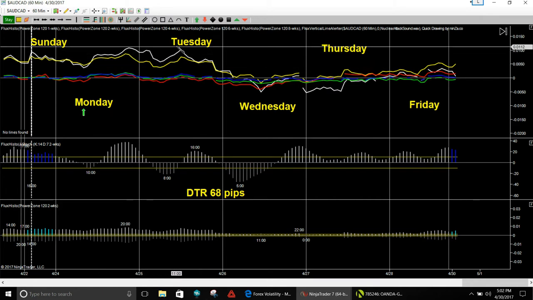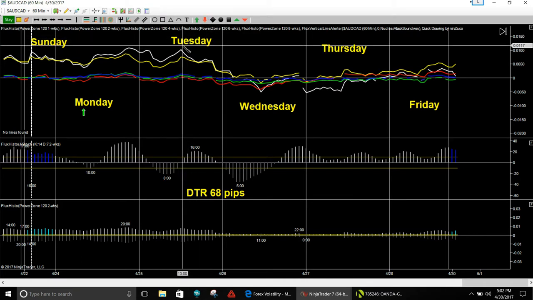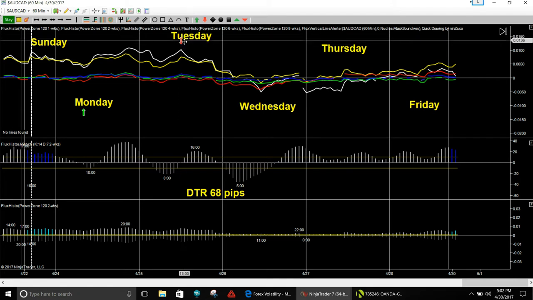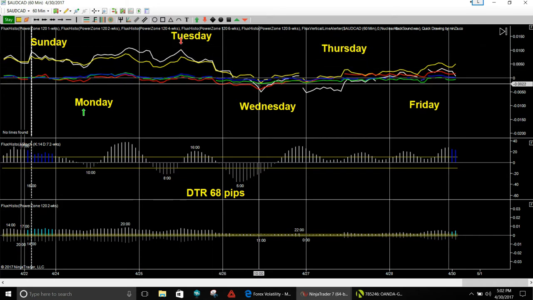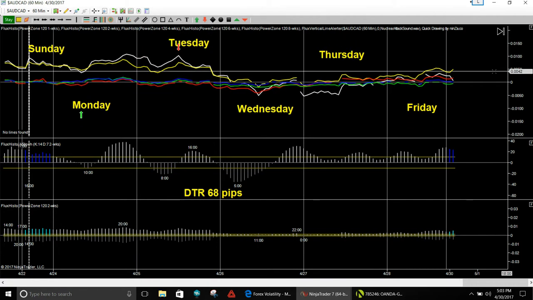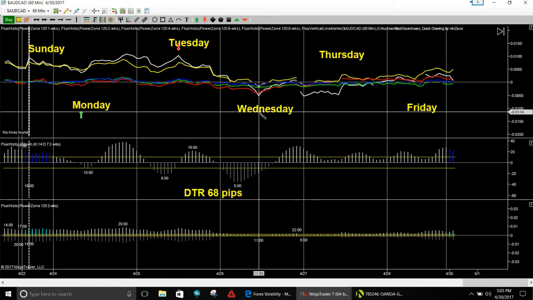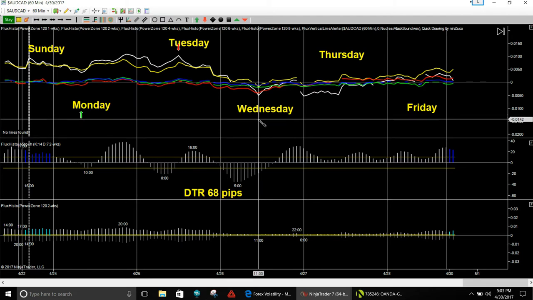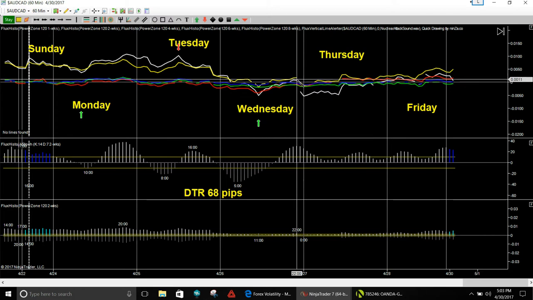But the best move if you want to take a short is going to be here on Tuesday at 12 p.m. These are all New York times. So 12 p.m. Tuesday, look for a down move on the Aussie Canadian until we get to Wednesday. You're going to get some sort of a pullback here at 11 a.m. in the morning on Wednesday, and we're going to start going back up.